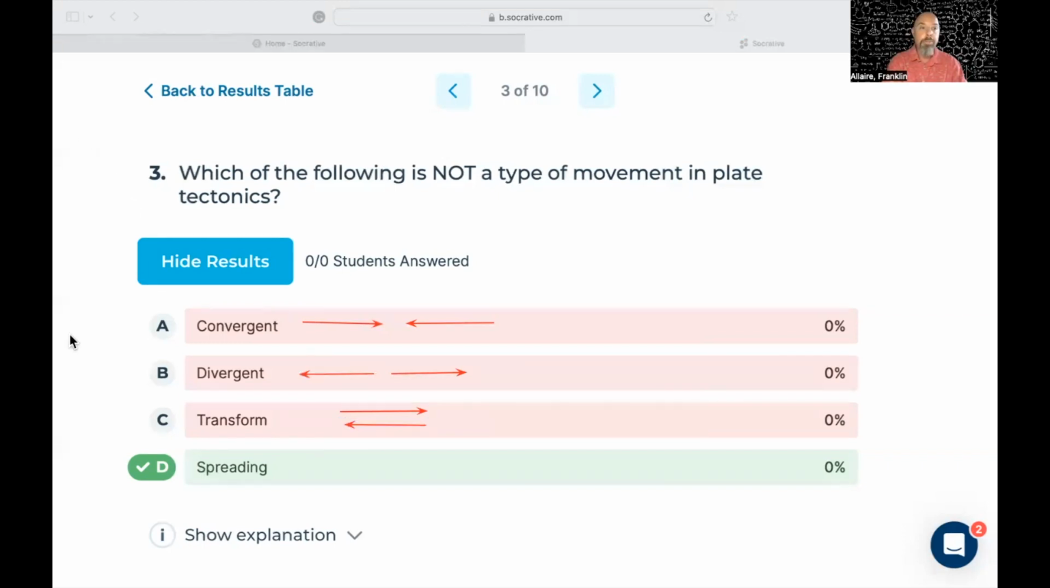And again, the only term here that is not a correct term for the movement of plate tectonics would be spreading.